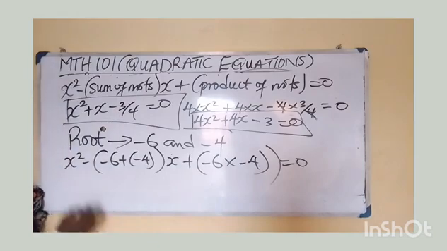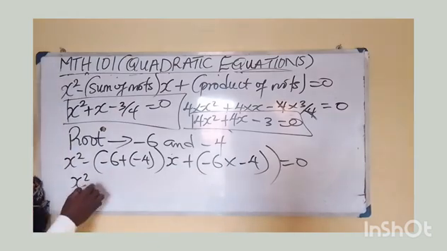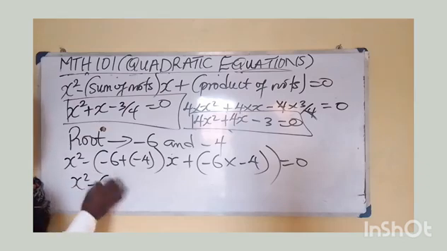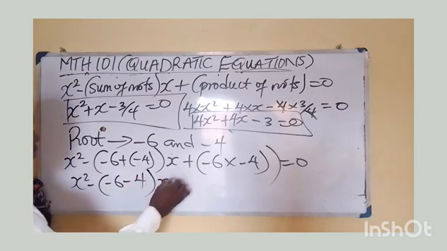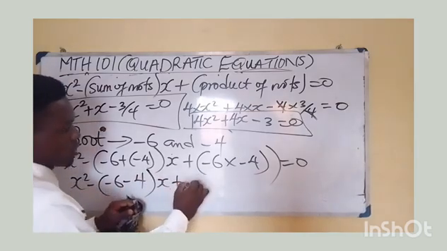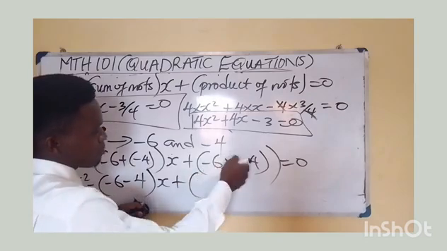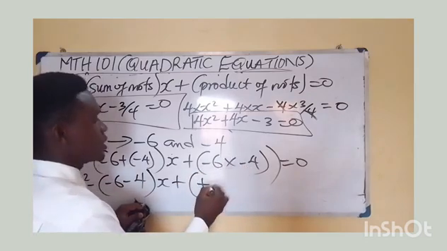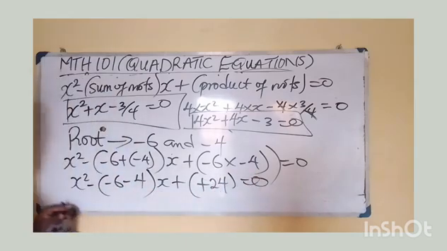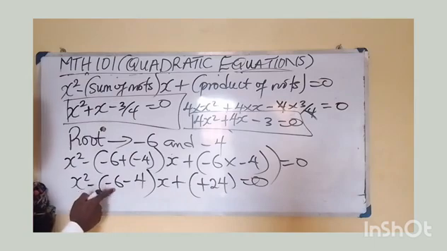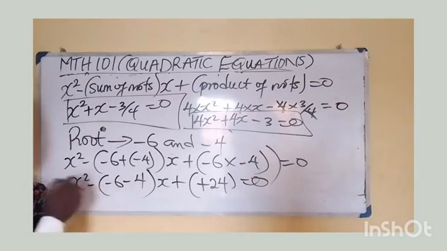So what do we do next? x squared minus, 6 minus 4. Plus times minus is minus, and bring the 4 down. Then x plus, minus times minus, I have plus 6 times 4, which is 24, all equal to 0. So minus 6 minus 4 is what?